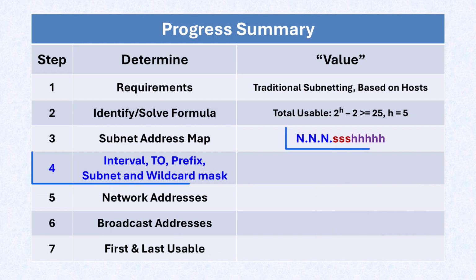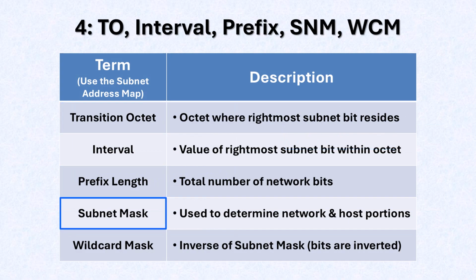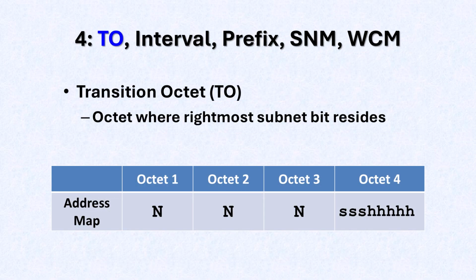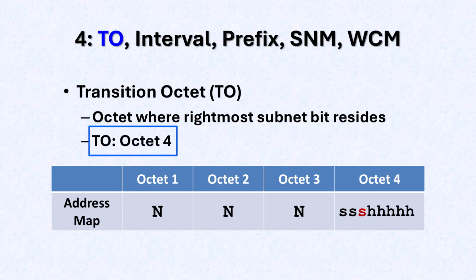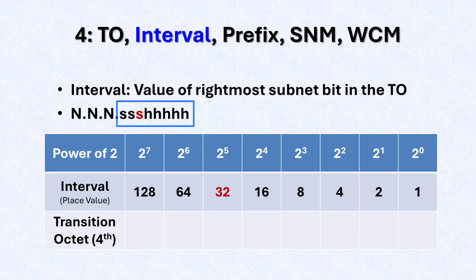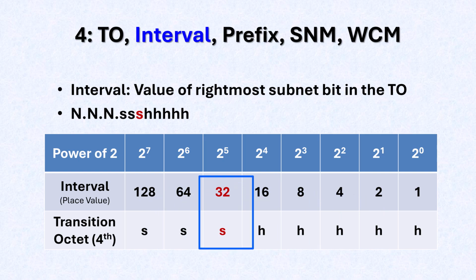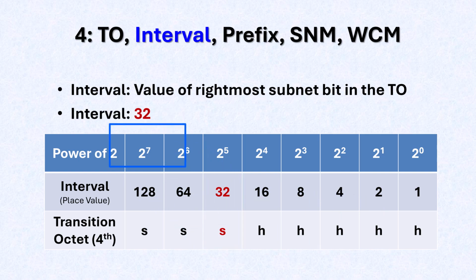In step 4, we use the subnet address map to determine the transition octet, interval, prefix length, subnet mask, and the wildcard mask. The transition octet is the octet where the rightmost subnet bit resides. Notice it is in octet 4. Therefore, octet 4 is the transition octet. The interval is the value of the rightmost subnet bit in the transition octet. By placing the transition octet in a bit table, we can see the value of the rightmost subnet bit is 32. This is the interval, 32.